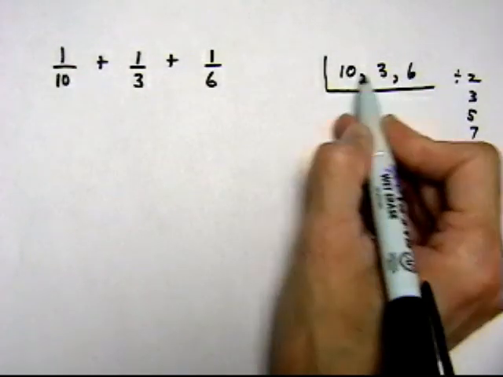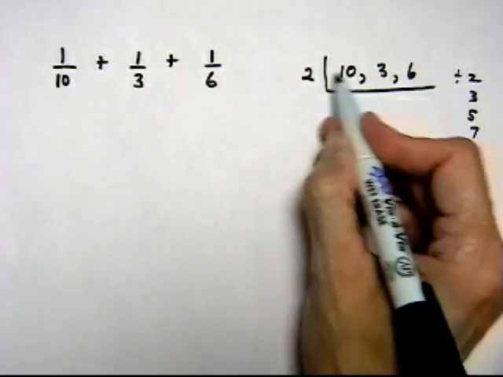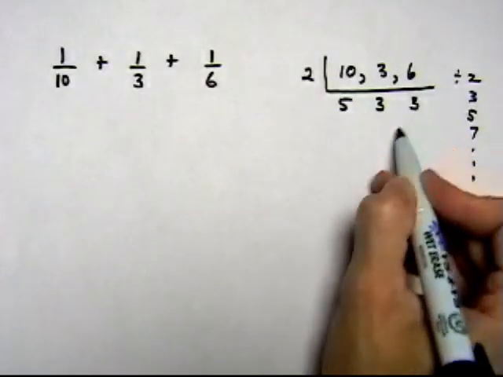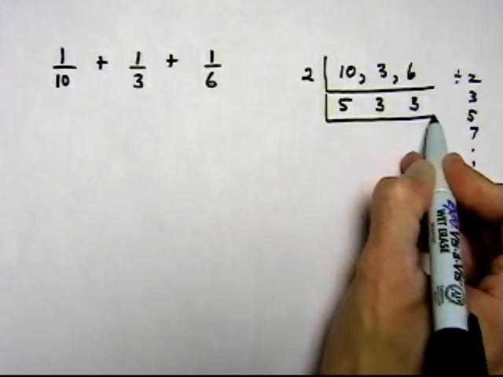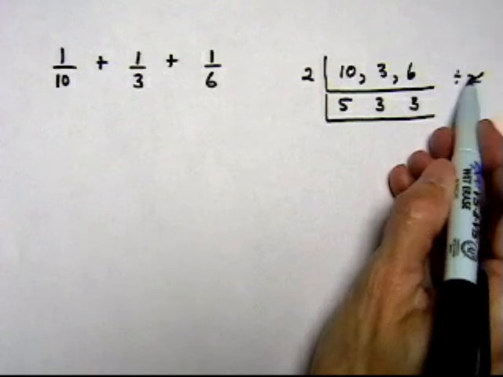2 works for 2 of these numbers. We have to use a 2. 10 divided by 2 is 5. 3 divided by 2 doesn't work, so we bring down the 3. 6 divided by 2 is 3. 3 will be our next one because 2 doesn't divide any of these. So we're done with the 2.